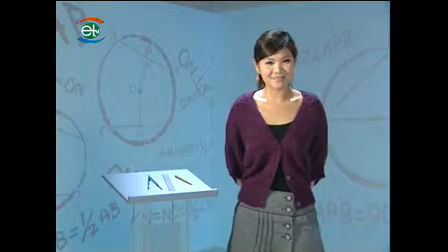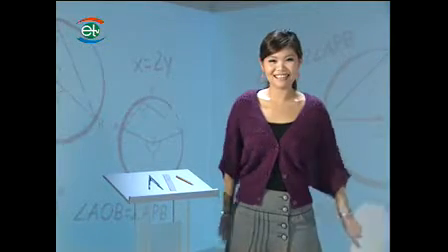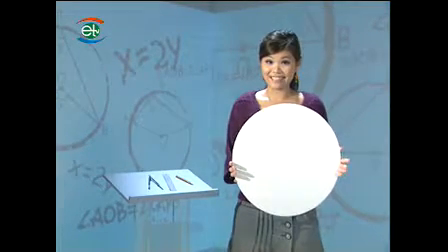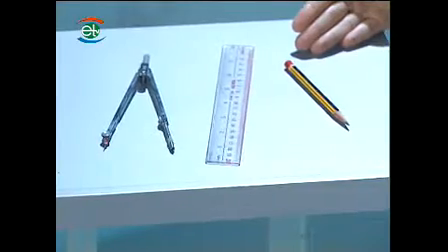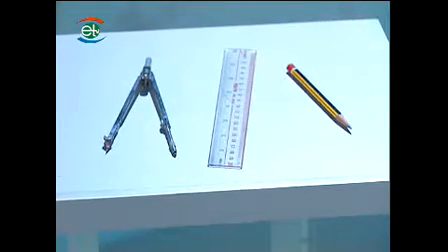We have discussed 5 theorems. Now there is an applied problem for us to exercise our minds and to find out the answer. Here is a circle, but we don't know where the center is. Now we have a pencil, a ruler, and a compass. Please try to find out where the center is.